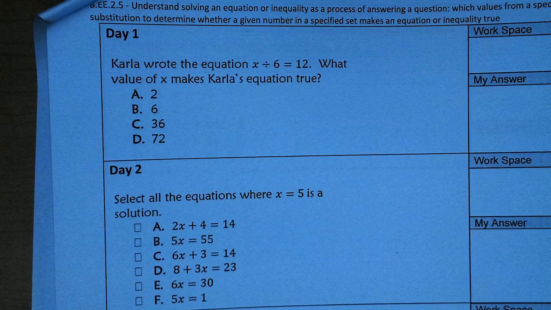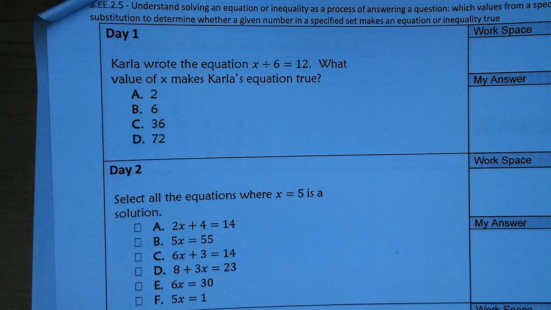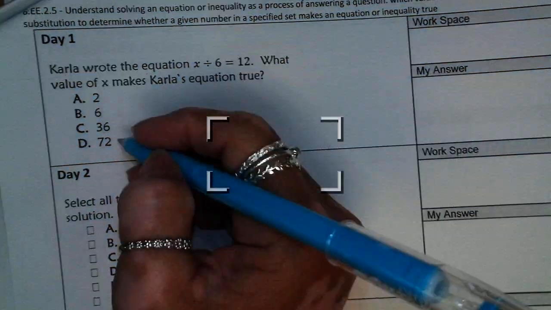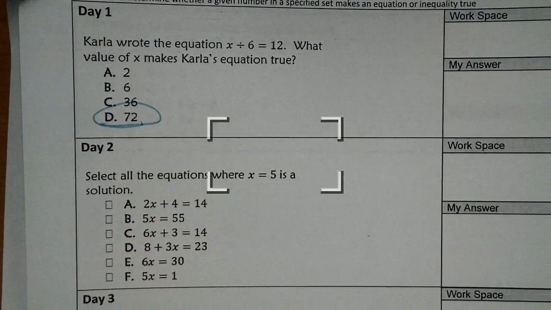X divided by 6 equals 12. What is the value of X that makes Carla's equation true? William? 72. Yes, that is correct. So D is the answer.